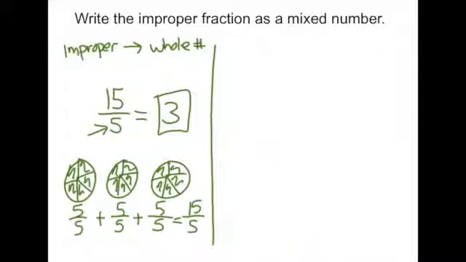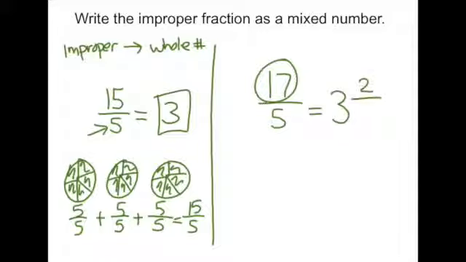So let's just review that process. We started with 17 fifths. We ask ourselves first, how many 5s go into 17? There are 3 5s in 17. Well, then 3 times 5 is 15. I have 2 left over because I started with 17 in my numerator. So then I have 2 left over in my numerator. My denominator always stays the same. And that's my final answer.